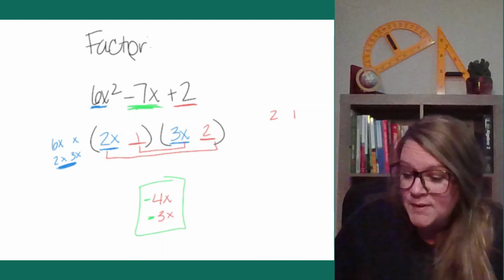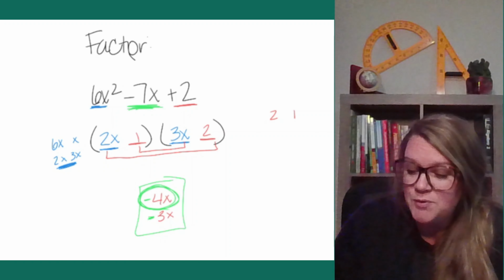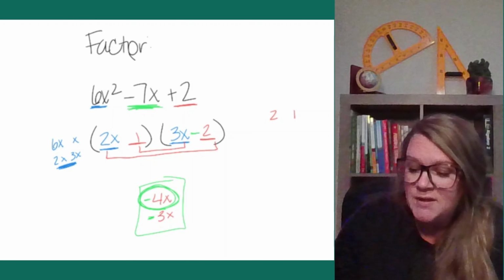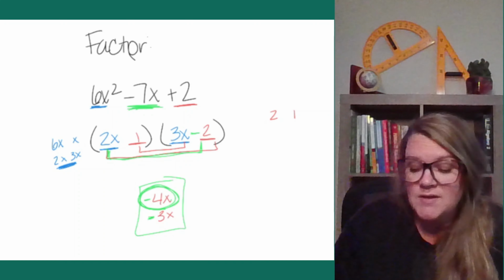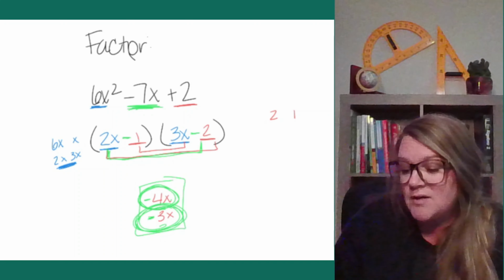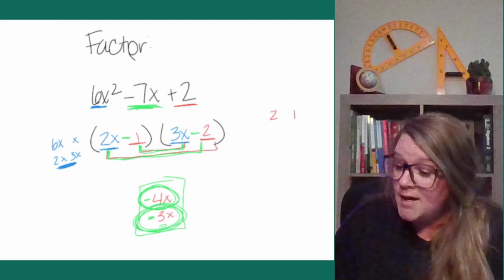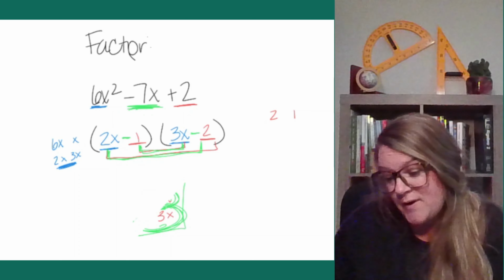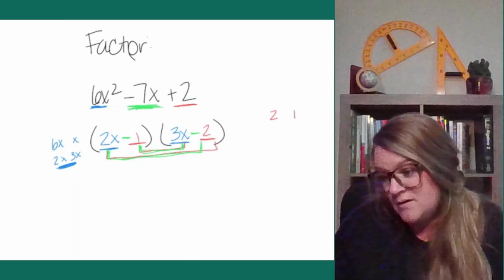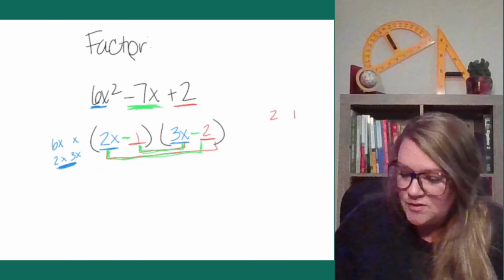So in order for me to get this 4x to be negative, I need to put a minus sign right here, because then 2x times negative 2 will give me a negative 4x. And in order for me to get this 3x to be negative, I have to put a minus sign right here, because then negative 1 times 3x will give me a negative 3x. So now I have my signs in there. I have my first and my last numbers in there. And I think that this is my correct answer right here.